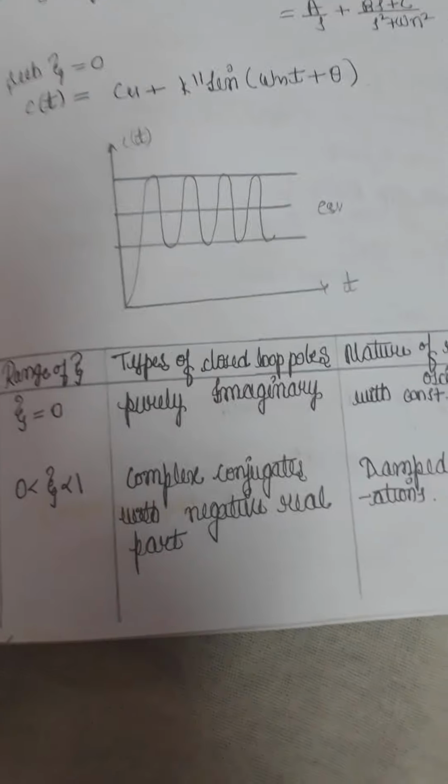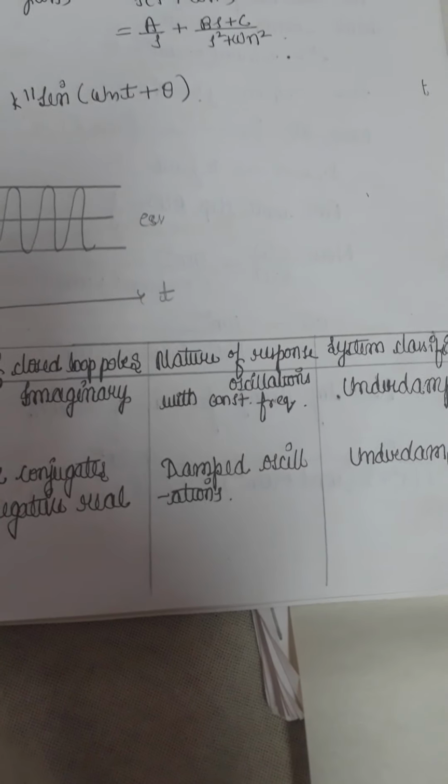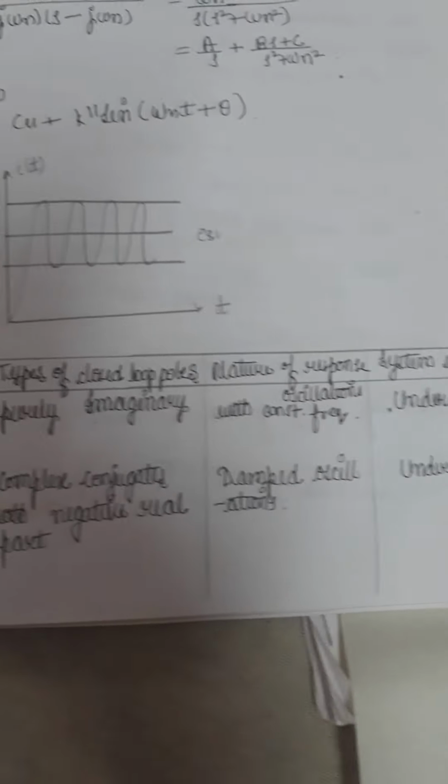Okay, so here in the table we have listed, when the value of zeta is equal to 0, the roots are purely imaginary with oscillations, so the system classification is underdamped. Like this we have listed all the 4 cases here.